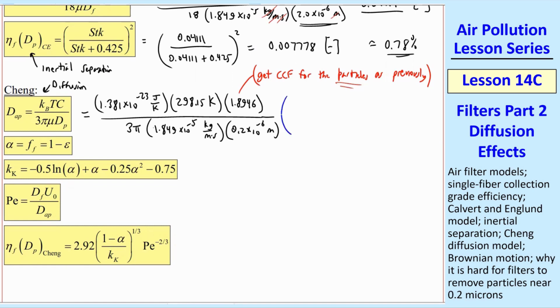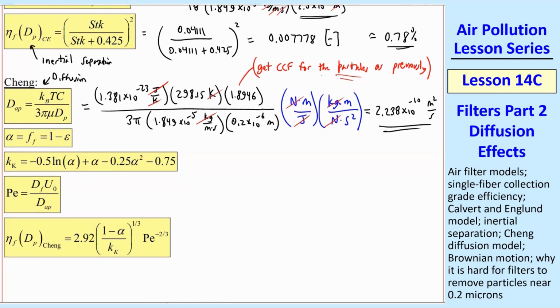And now some unit conversions. A Newton meter is a joule. A Newton is a kilogram meter per second squared. Joules, newtons cancel, kilograms cancel, Ks cancel, and the remaining units are meters squared per second, which is what we want. I get 2.238 times 10 to the minus 10th meters squared per second.